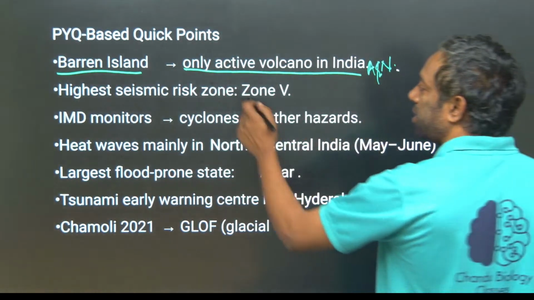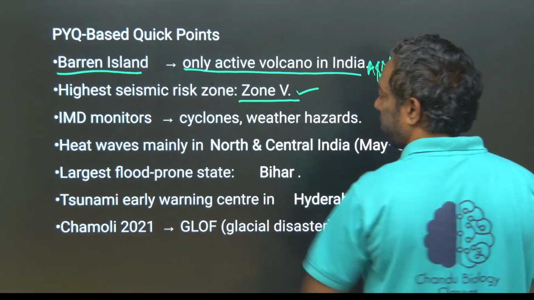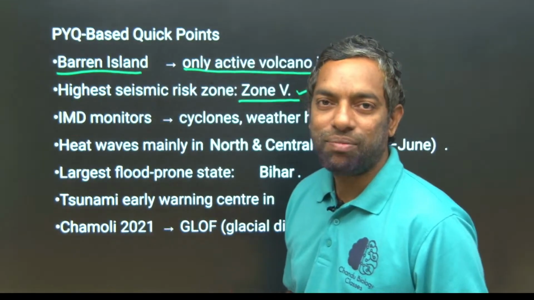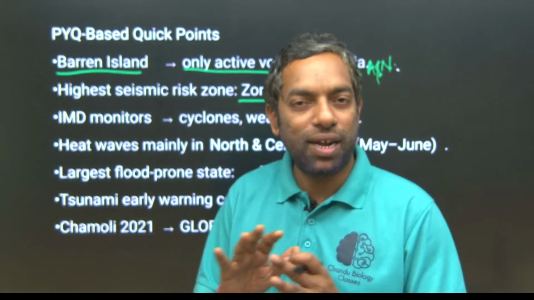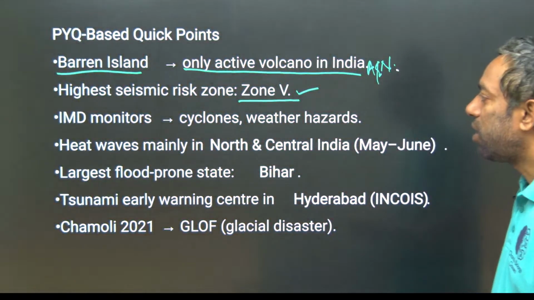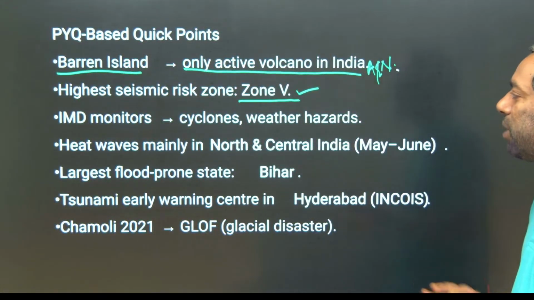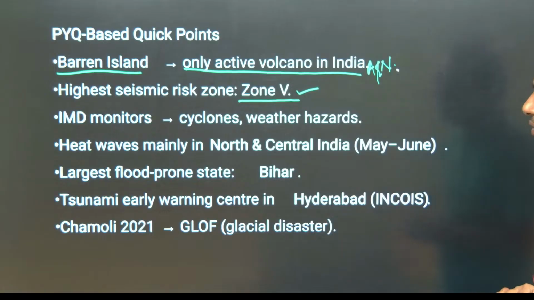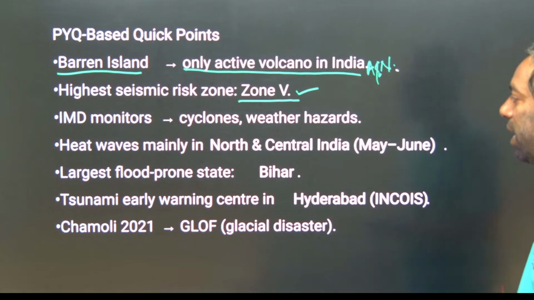The highest seismic zone is Zone 5, which covers the northern Himalayas and northeastern states. The IMD, Indian Meteorological Department, monitors cyclones and weather hazards. Heat waves occur mainly in northern and central India in May and June. The largest flood-prone area is Bihar.